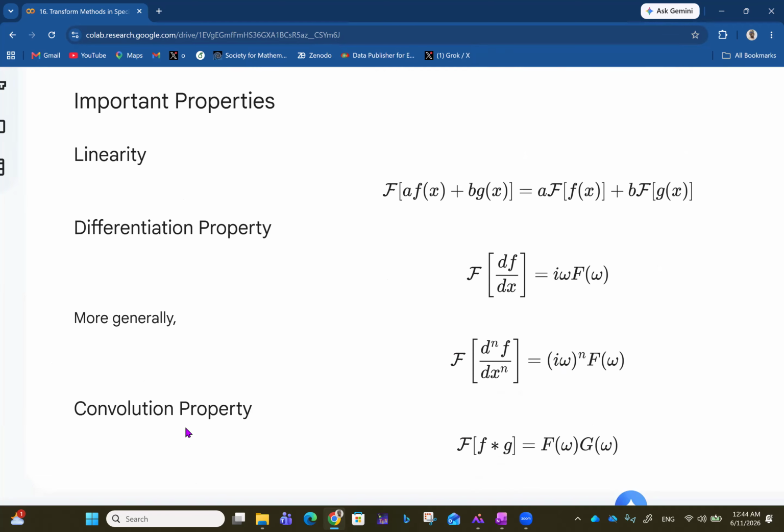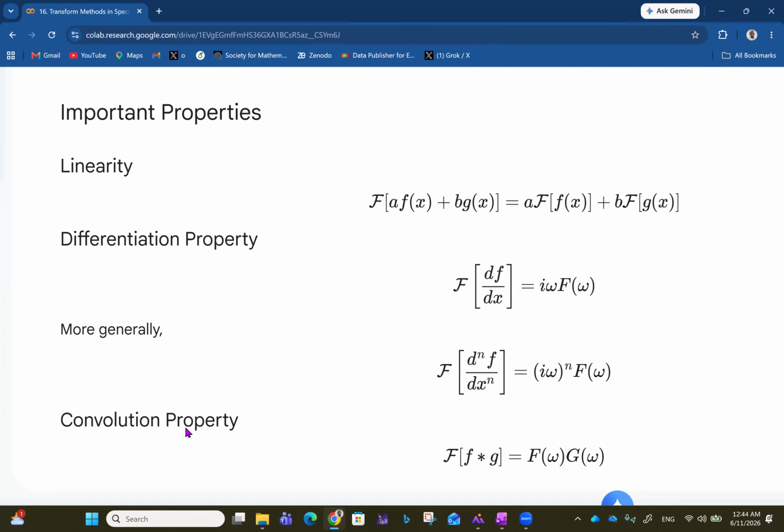Then talking about important properties of the Fourier transform, we have linearity, which means that if you take the Fourier transform of a multiplied by f of x plus b multiplied by g of x, it is going to be the same thing as a multiplied by the Fourier transform of f of x plus b multiplied by the Fourier transform of g of x. So that is linearity. So it means that the Fourier transform operates linearly over functions that are added together like that. I think that's a better way to put it.